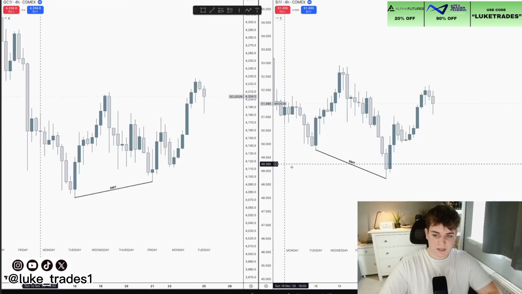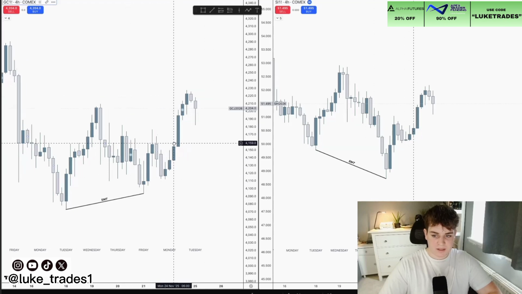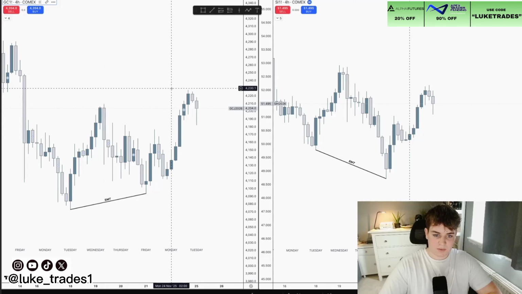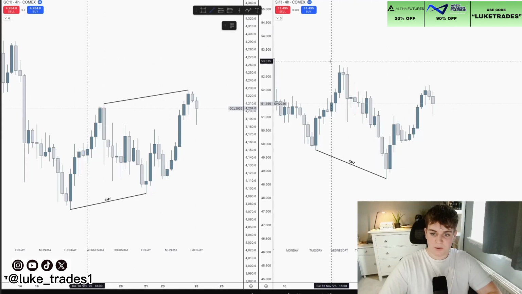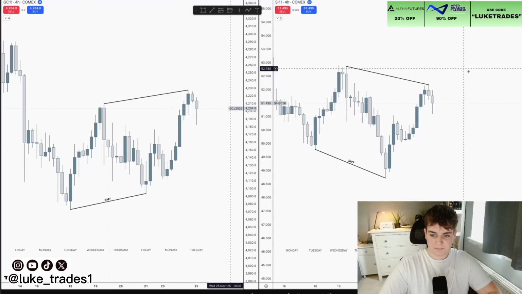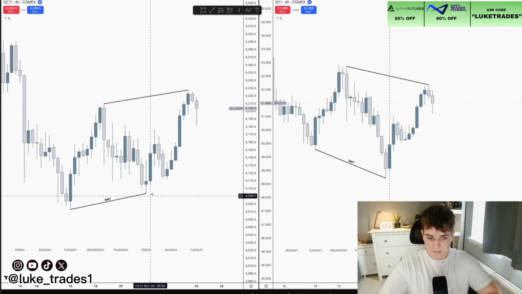And you can clearly see which asset looks better to long, right? This asset here, gold, takes out this high while silver fails to. Naturally, we can now say that we have bearish SMT, right? So now we've got bearish SMT and bullish SMT.